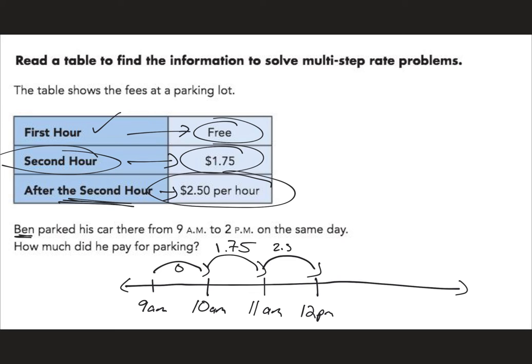$2.50. Okay, and then from 12 p.m. to 1 p.m. will be also $2.50. Yeah, from here on out, each of these hours is $2.50. And then from 1 p.m. until 2 p.m. will be $2.50 more. And that's when he leaves the garage.